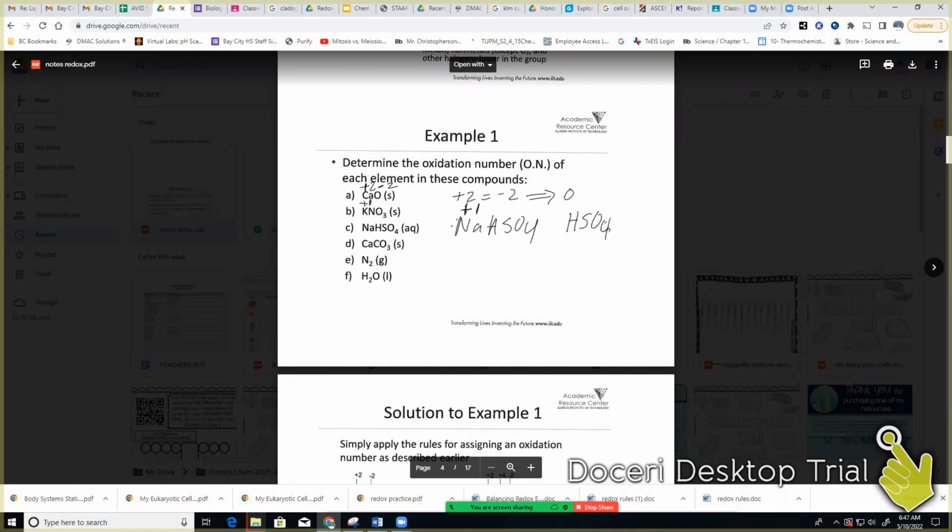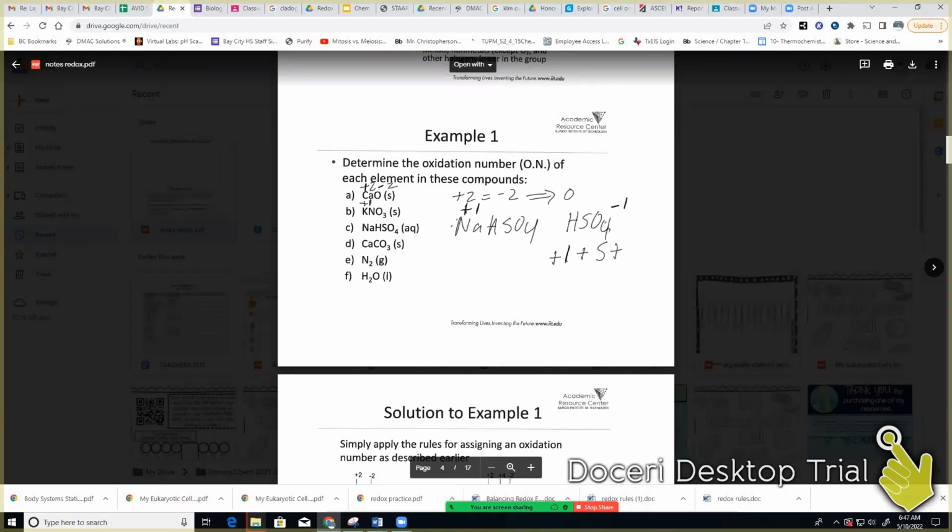HSO4 is the bisulfate ion, and it has a -1 charge. So when I add up the oxidation number for all of these, then it should be equal to -1. The things that I know is I know that hydrogen is a +1. S is going to be my troublemaker here. I'm going to put it like my X, but I'm going to leave it as S. And then we said my oxygen is -2.